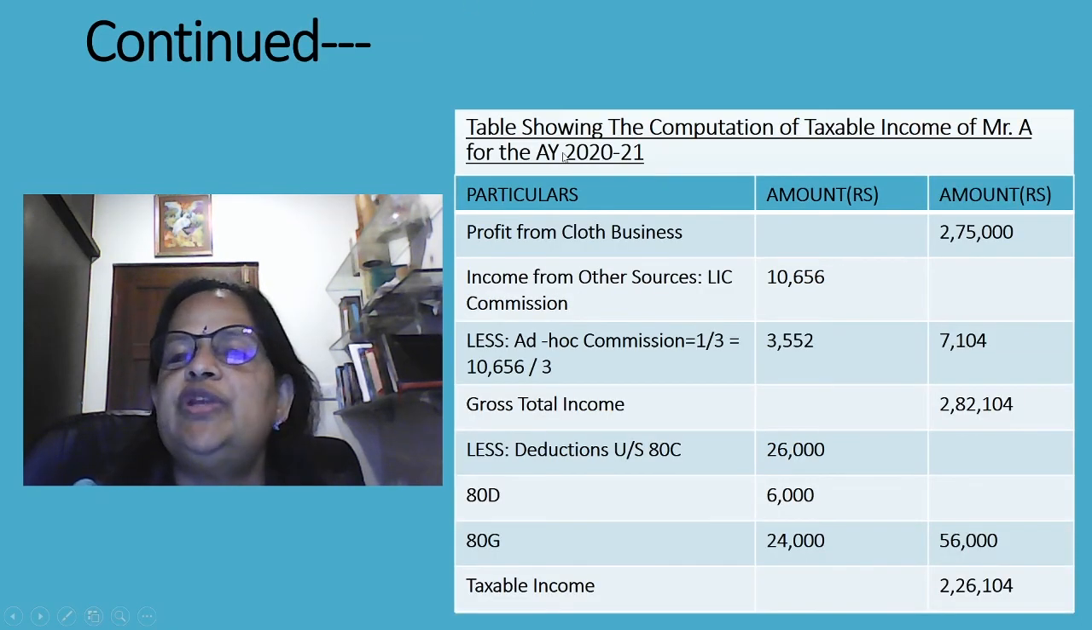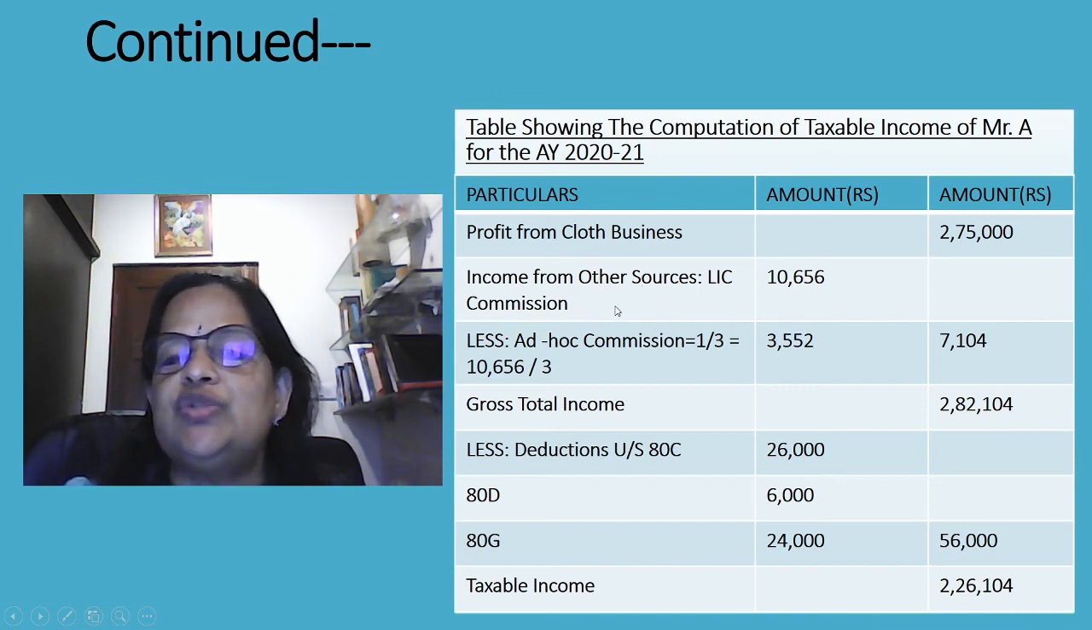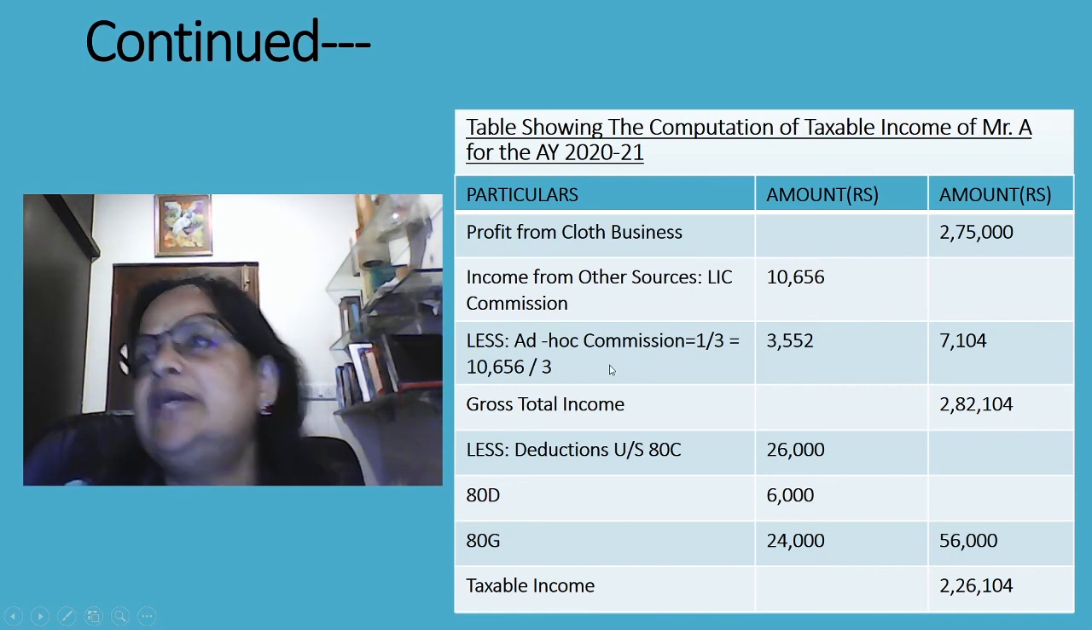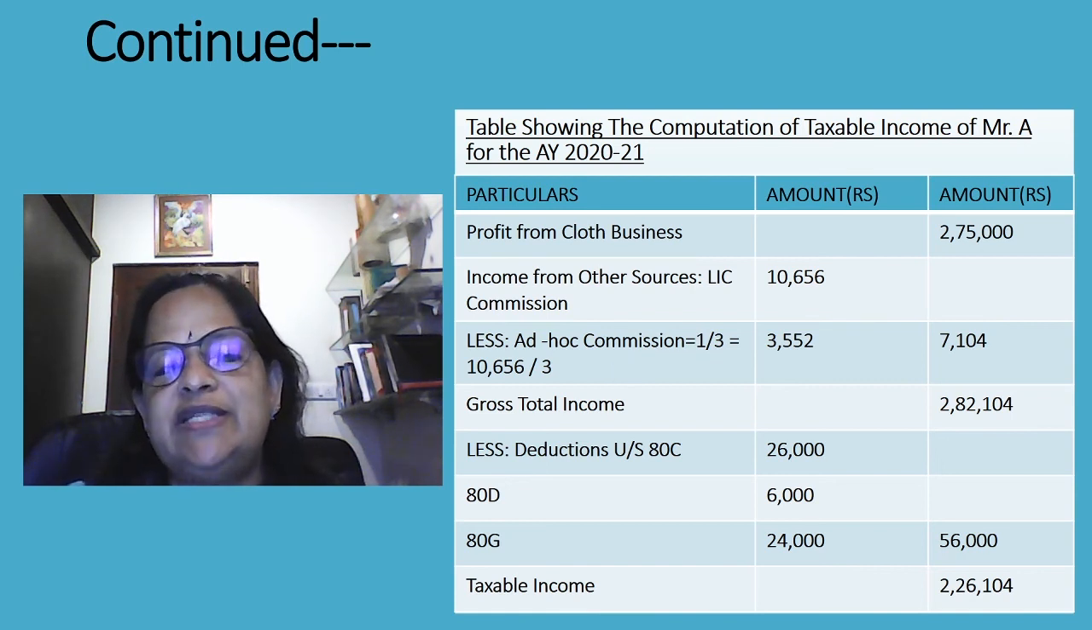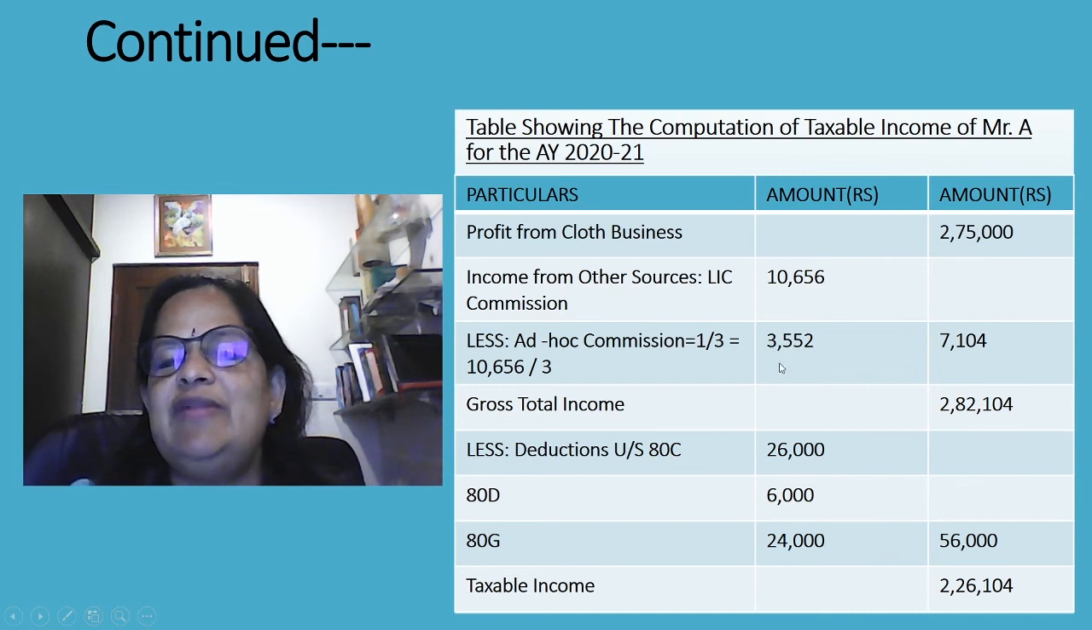Now the table showing the computation of taxable income of Mr. A for the assessment year 2021. Profit from cloth business 2,75,000. Income from other sources: LIC commission will come in income from other sources, 10,656. Ad hoc commission, I explained that, 1993 budget: if the commission amount is not exceeding 60,000 and if they are not maintaining the books of accounts on cash basis, 1/3 deduction they will get, 3,552. So the taxable amount is 7,104.